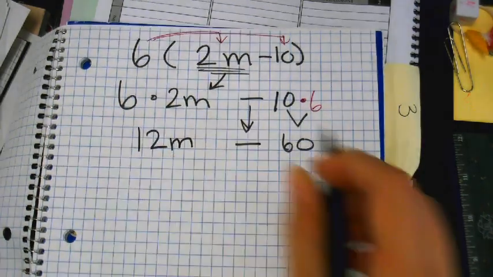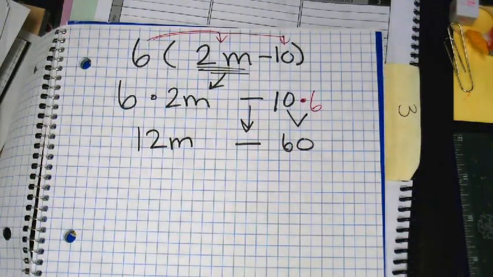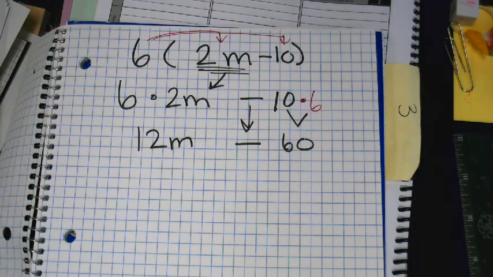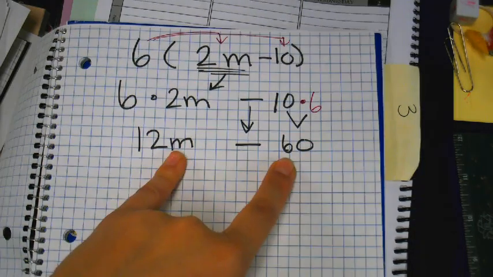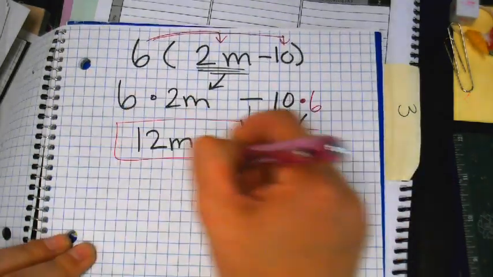So you multiply the big numbers. 6 times 2 is 12. What do I do with the variable? Just write it down. That's it. Can I put these two together? Nope. You're done.